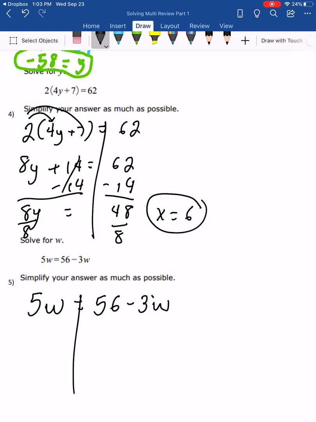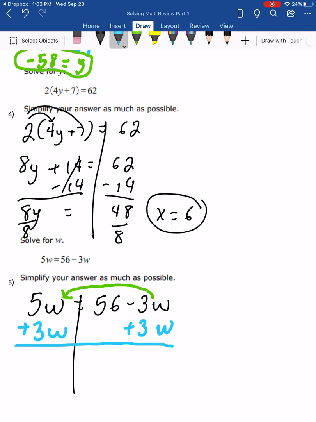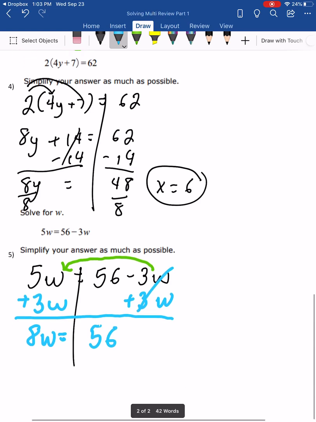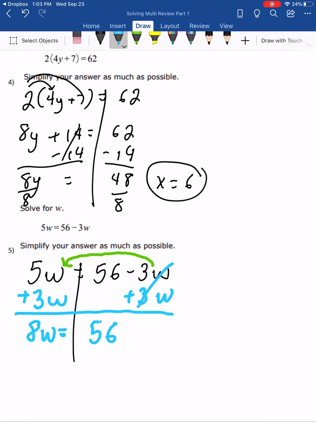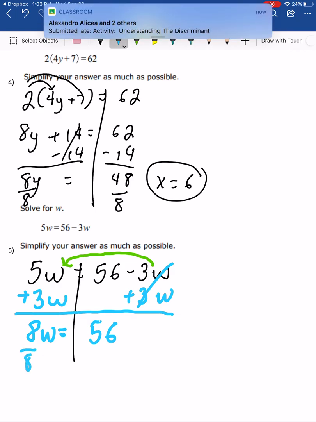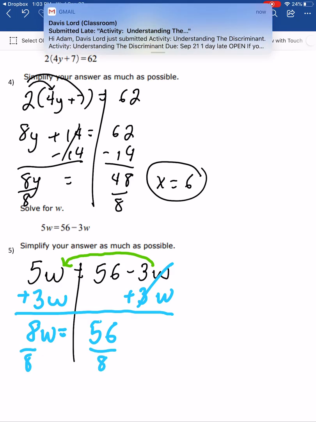So I'm going to bring the negative 3w over to the left with the 5w. And we'll do that, of course, by adding 3w. So we have 8w equals 56. Great, so we have all the variables on the left side. And of course, we'll finish by dividing by 8. We have w equals 7.